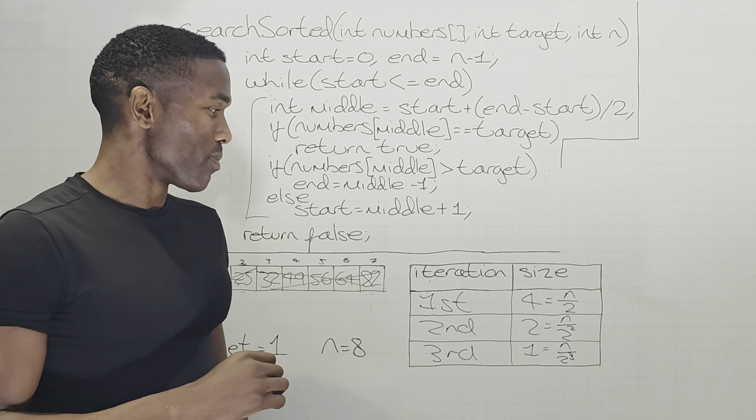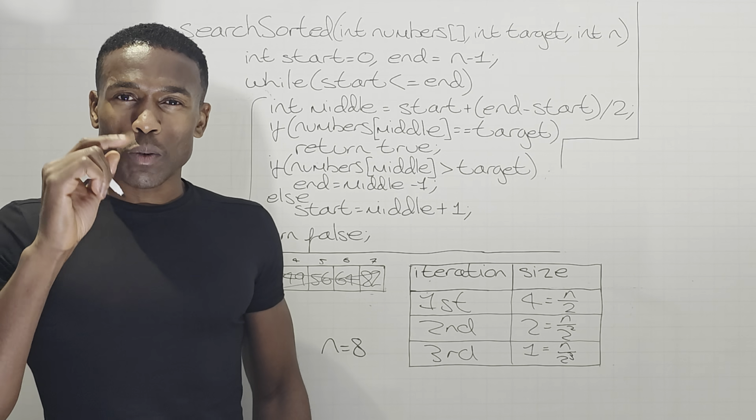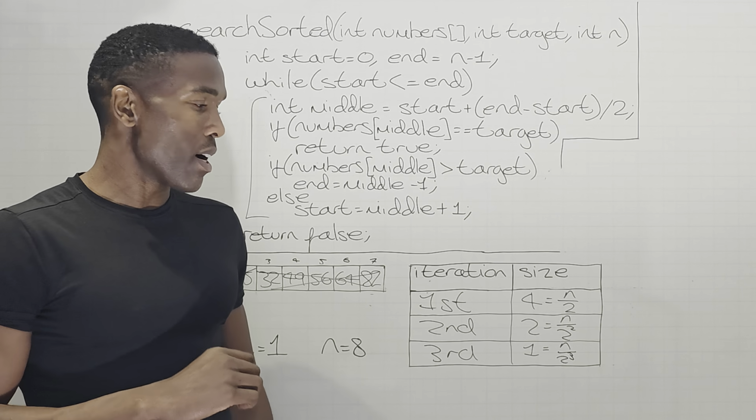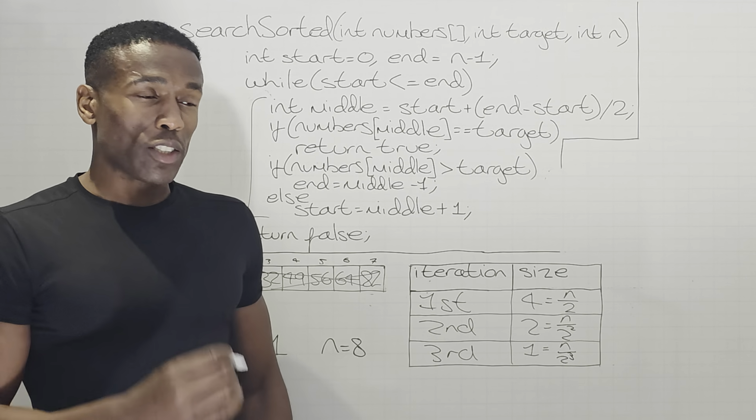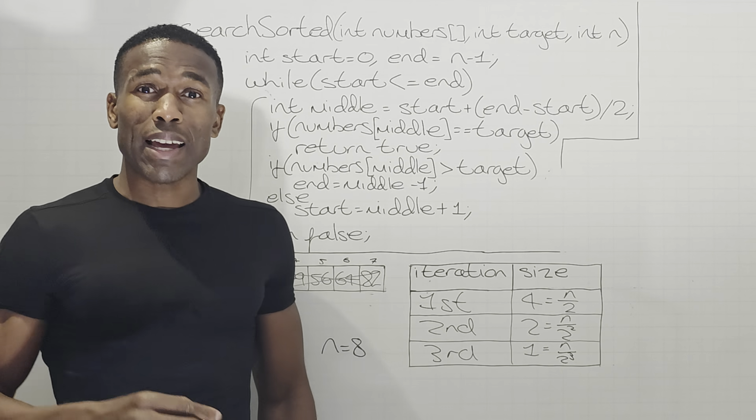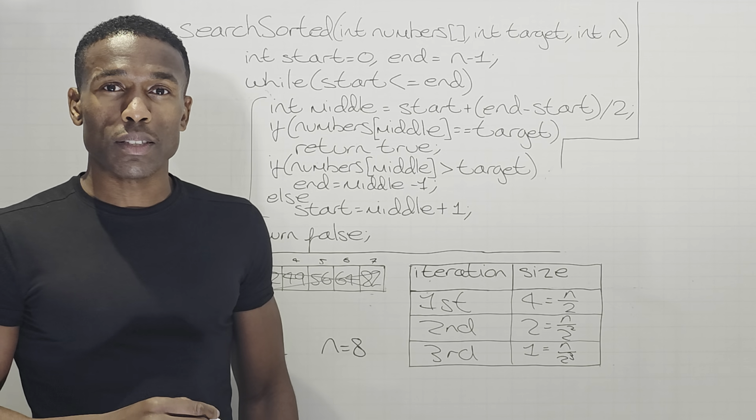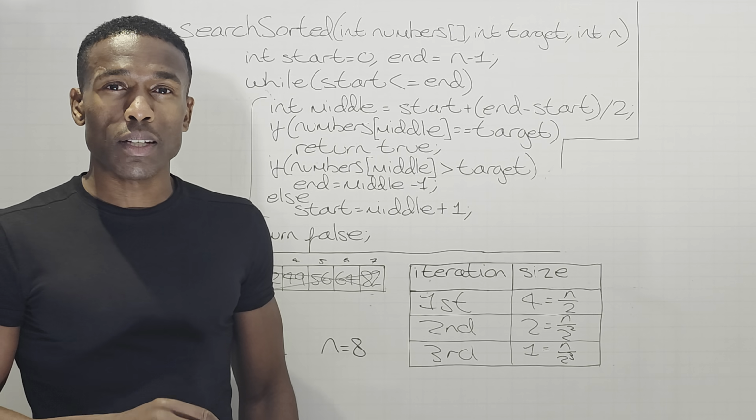When did we stop? We stopped when we had one element remaining, i.e. when n divided by 2 to the third power equals 1. Or in other words, we stopped when n divided by 2 to our iteration number equals 1. So let's write that down. Now, I've used the letter K to represent the iteration number. It's a common convention.